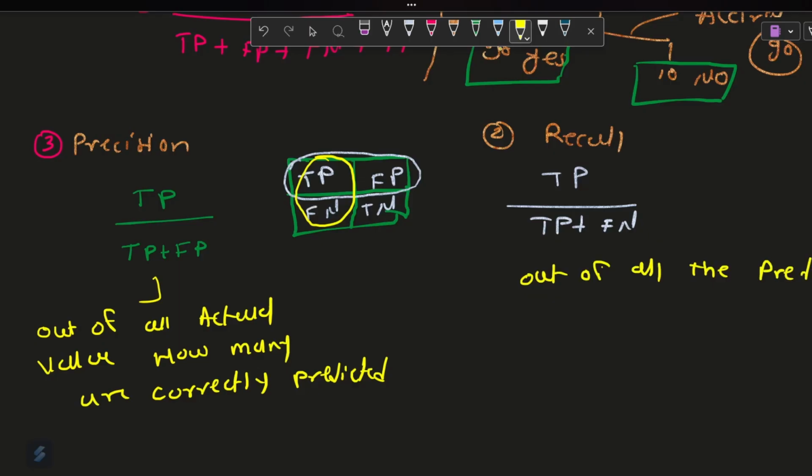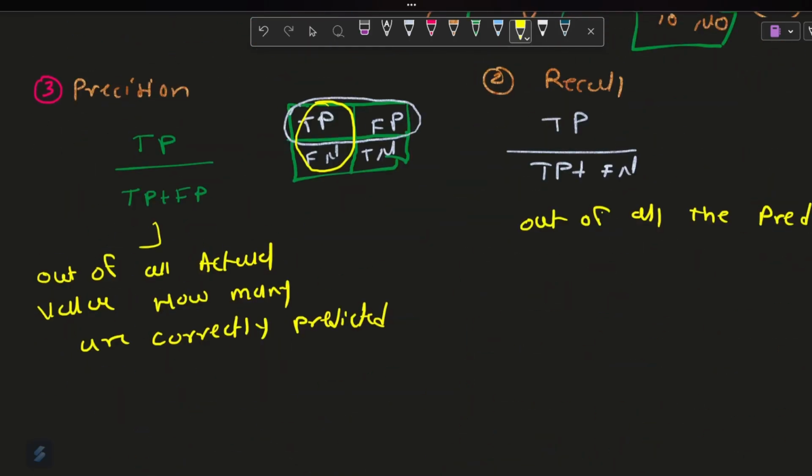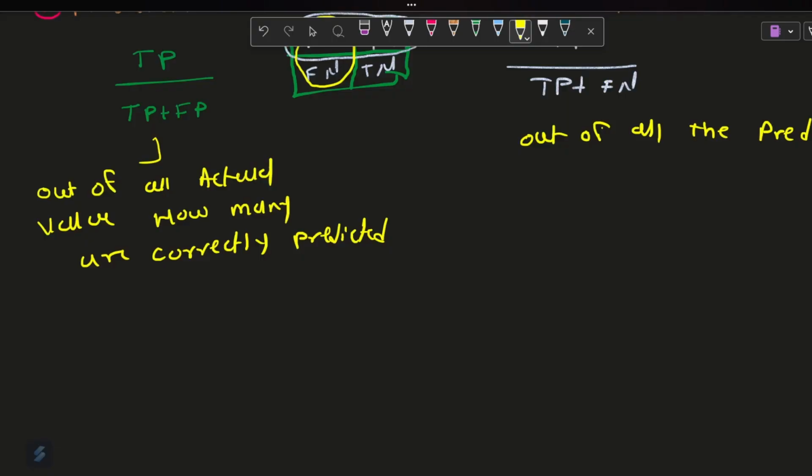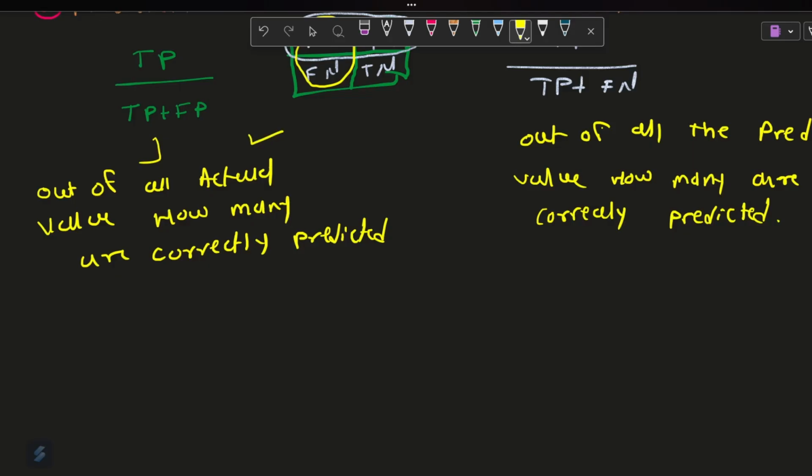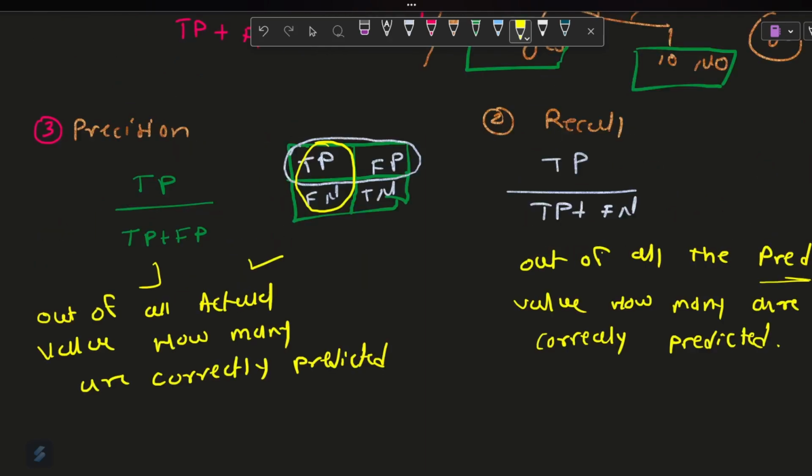out of all the predicted values, how many are correctly predicted? So when you draw the actual points, how many are correctly predicted, and when you draw the predicted points, how many are correctly predicted. That's the concept. I hope you understand it.